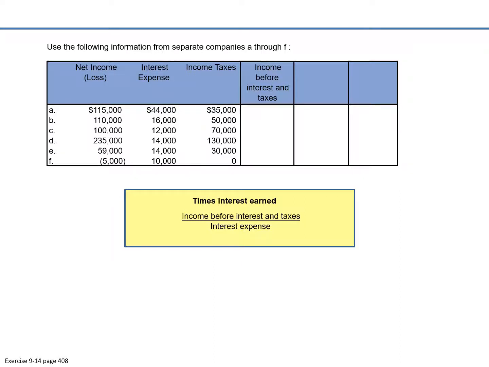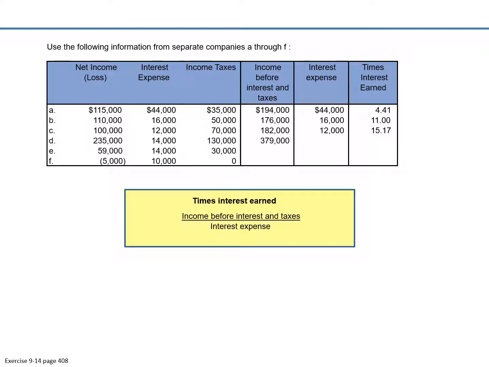Well, how do you get back to income before interest and tax from net income? You add interest expense back and you add income tax expense back, right? So 115 plus 44 plus 35 is 194 divided by interest of 44, times interest earned is 4.41 times. Letter B, 110 plus 16 plus 50 is 176. Divided by 16 is 11. In letter C, 100 plus 12 plus 70 is 182. Divided by 12 is 15.17.